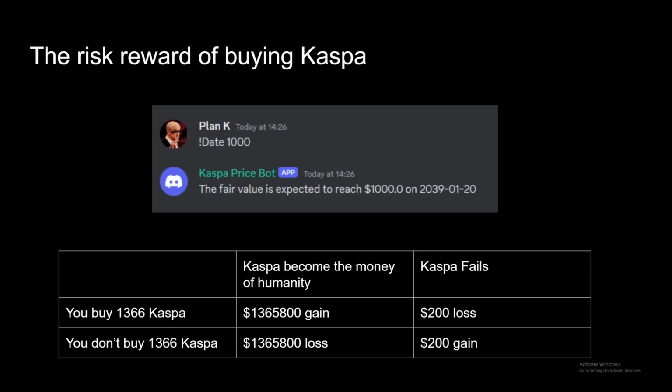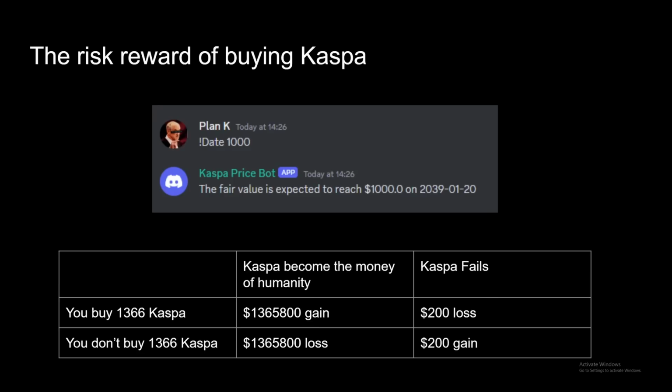So this is going off the power law, and what the power law predicts the fair value of Kaspa will be. The power law predicts a fair value of $1,000 in 2039. And so you have a game theory here where you really have two options. You can either buy 1,366 Kaspa, or you don't buy that amount. I've chosen that amount because it is the equivalent of one Bitcoin, and at the minute costs give or take $200. So you basically have two options here.